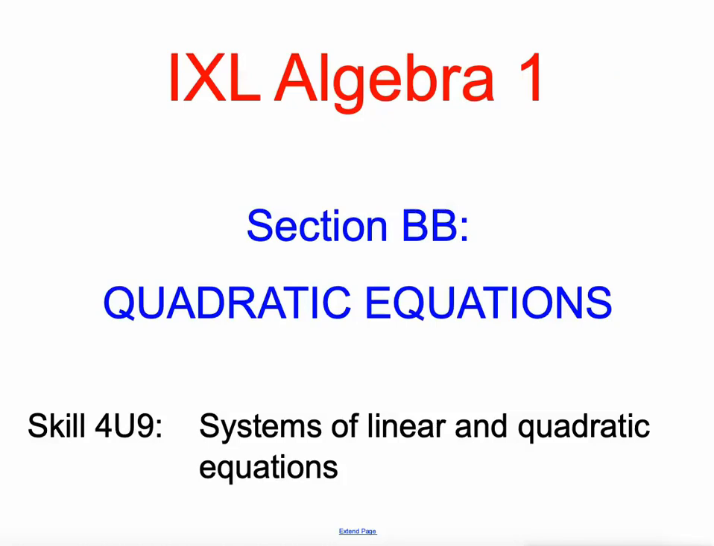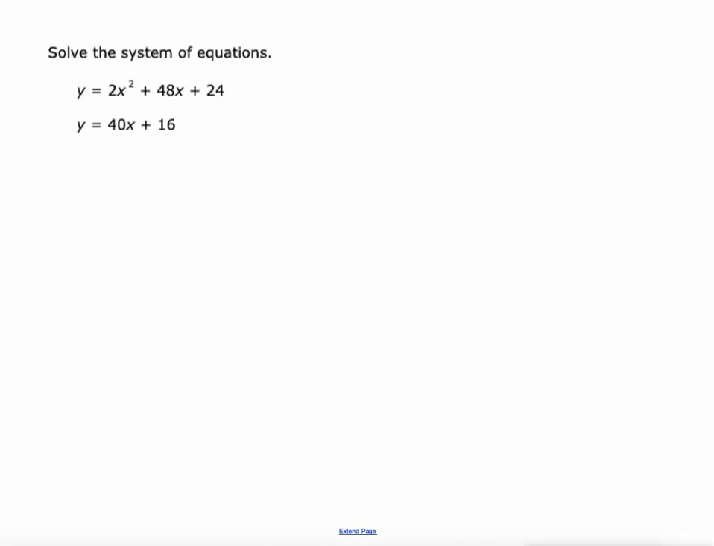So here we go, systems of linear and quadratic equations. We have a system of equations. One of them is quadratic, the top one, and one of them is linear, the bottom one. We need to find the point or points where this parabola crosses this line. That's the solution to the system. We can use the substitution method though, because they're both set equal to y, and y will always equal y.